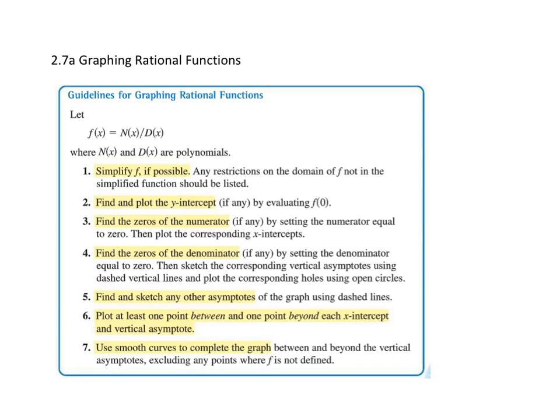In graphing rational functions, you're going to go through a lot of the same steps you've already been doing. You're going to simplify if possible, meaning you're going to factor. Find the y-intercept. Y-intercept is plugging in f of 0, which means setting x equal to 0 and solving. We haven't done that, but it's simple. Find the zeros of the numerator. Well, make sure top equal to 0, zeros of the denominator, bottom equal to 0.